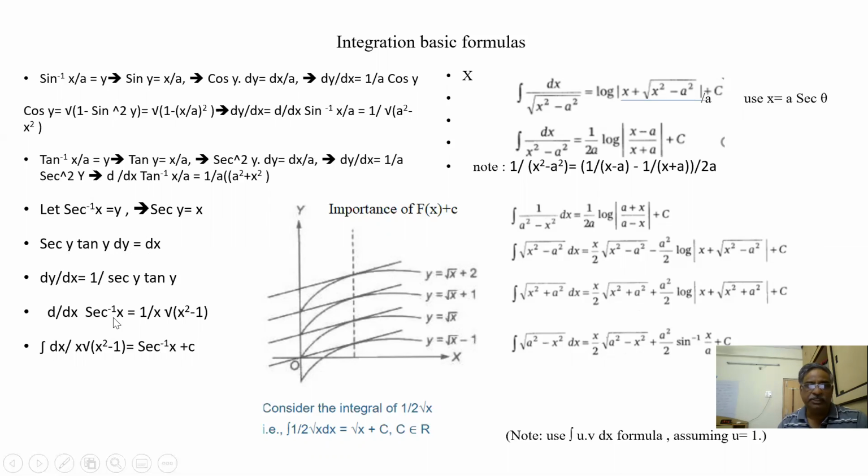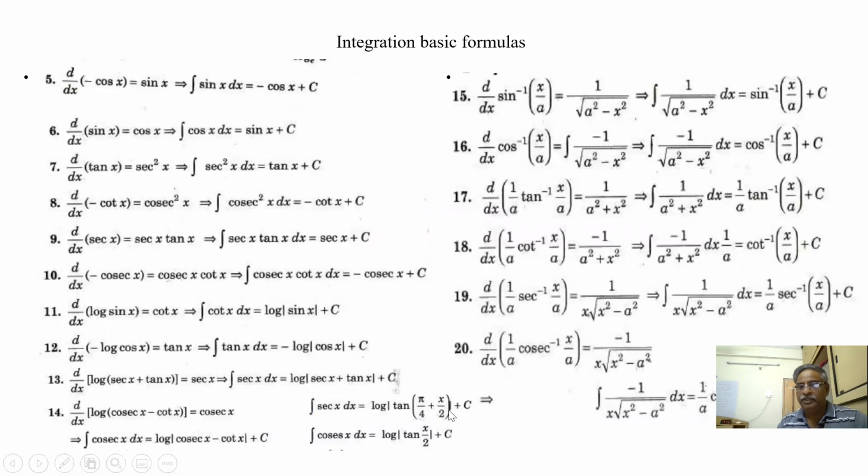d by dx of secant inverse x is equal to 1 by, what is tan y? Tan y is root of secant square minus 1, root of x square minus 1. What is secant y? Secant y, we know it is x. So 1 by x root of x square minus 1. So integration of dx by x root of x square minus 1 is equal to secant inverse x plus constant. This is the formula.